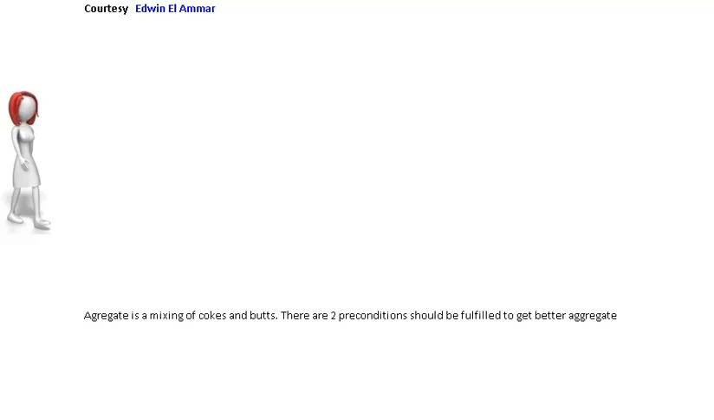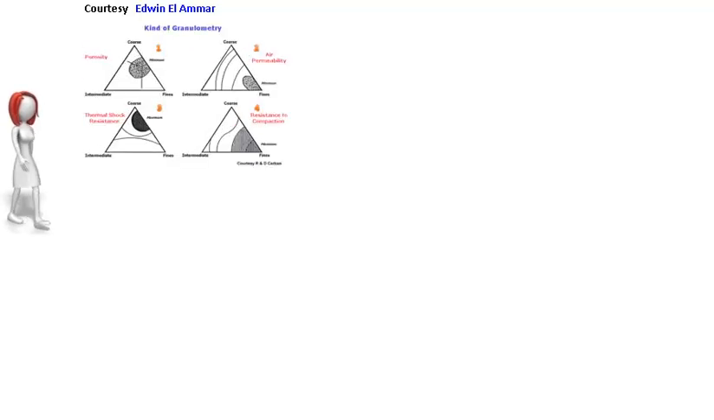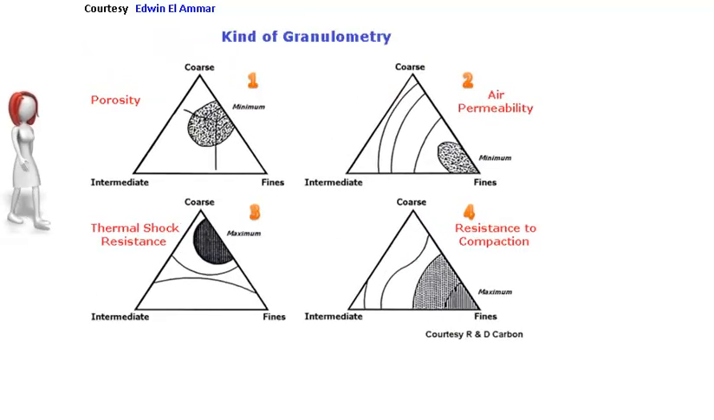There are 2 preconditions that should be fulfilled to get better aggregate. 1. Aggregate grain composition should be in the determined granulometry. According to R&D Carbon, there are 4 possibilities of granulometry. 1. Intended to make a denser green block with low porosity, which after baking is hoped to give a high RRA value. This kind of granulometry is our choice.